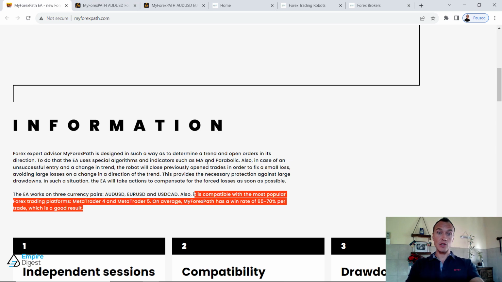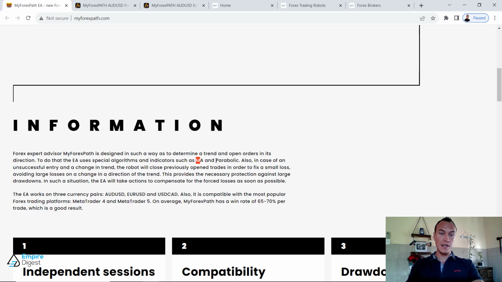In this case, they make use of the MA, which stands for moving averages, and then they make use of the parabolic. So the parabolic is a system that helps you to open trades in the direction of a trend or counter trend. It just depends. You're more than welcome to read more about that.